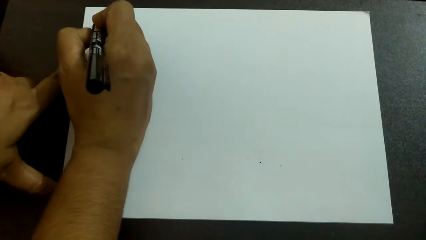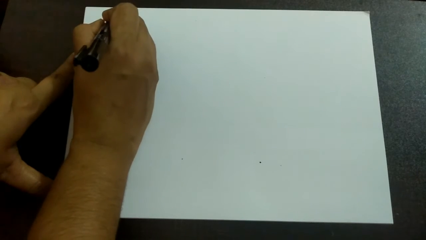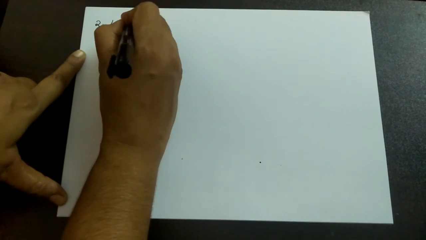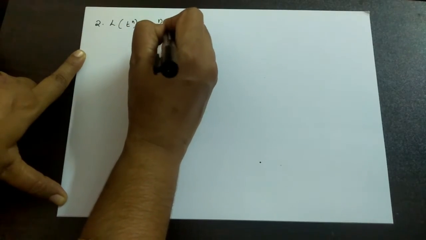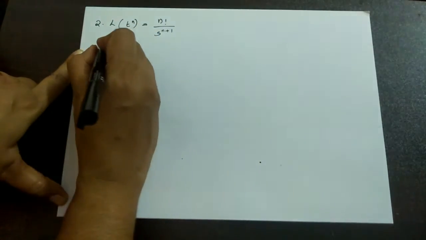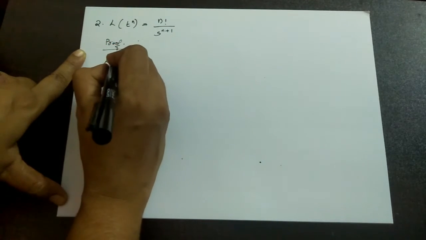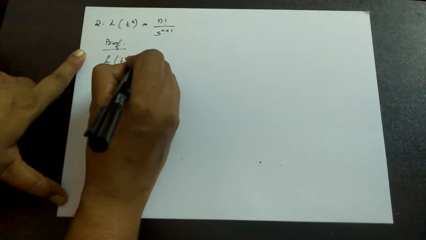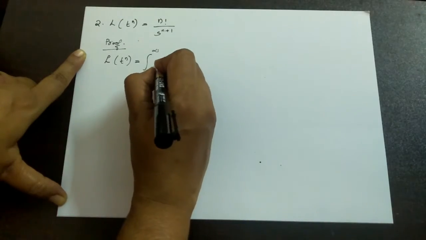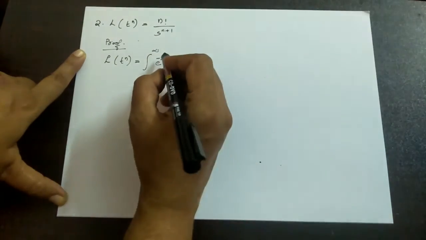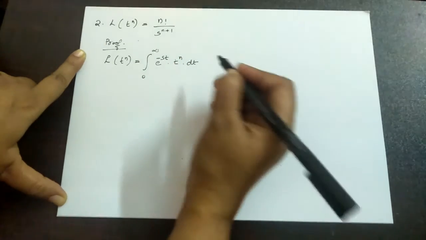Now the Laplace transform of the second elementary function, that is t raised to n. Laplace transform of t raised to n is equal to n factorial by s raised to n plus 1. Now we have the proof. Consider the right hand side, that is Laplace transform of t raised to n, and which is equal to, by using the definition we have e raised to minus st, in the place of f of t we have t raised to n dt.